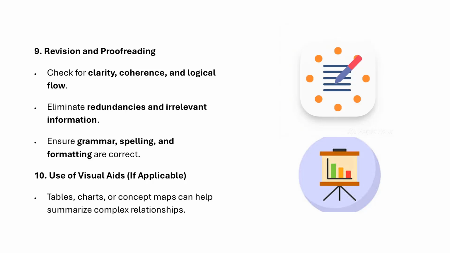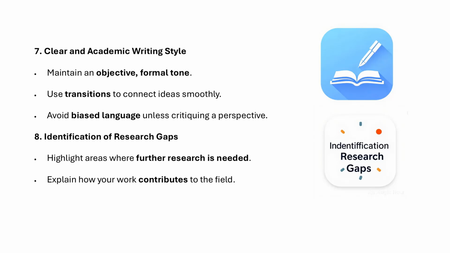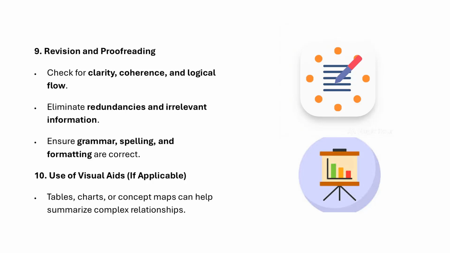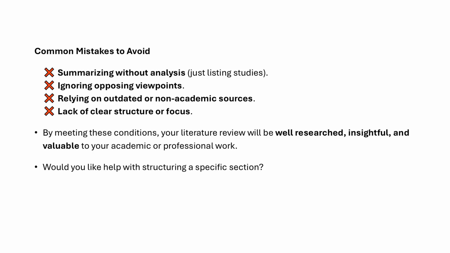Number 9, revision and proofreading. We have to check the clarity, coherence, and logical flow, and eliminate redundancies and irrelevant information, and ensure grammar, spelling, and formatting are correct. And the last point is use of visual aids if applicable, like tables, charts, concept maps, because these help summarize complex relationships. The last part that was given to me by the AI assistant here is common mistakes to avoid.